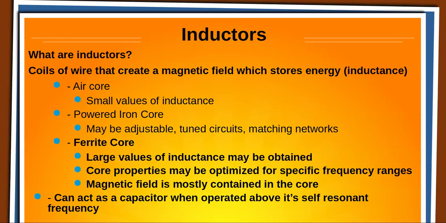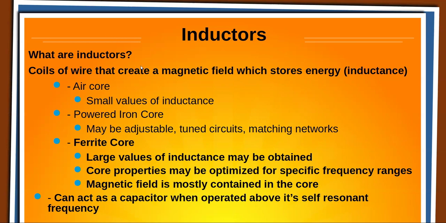If you put some material in the middle that has higher permeability than air, then you can increase the flux density that's inside that coil. And we do that by using powdered iron or ferrite, or in the case of power transformers, some special kind of silicon steel. The whole purpose of it is to increase the amount of inductance you can get out of that coil.